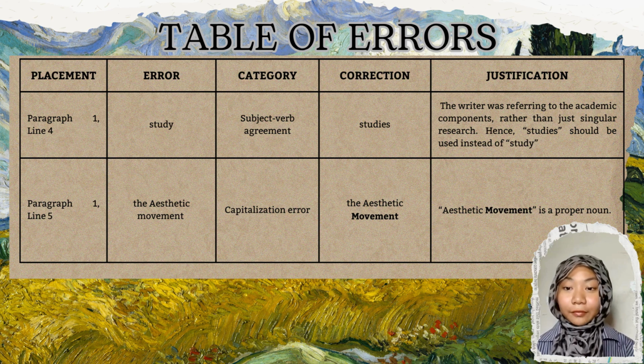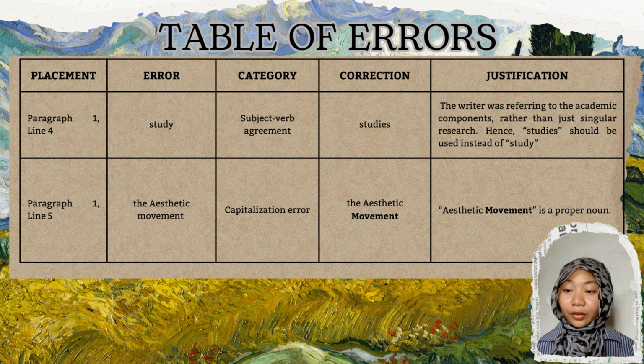The category is subject-verb agreement. The correction made here is "studies." So the justification is because the writer was referring to the academic components rather than just a singular research, which is "study." So hence, "studies" should be used instead of "study" because the author of the book, which is Oscar Wilde, is studying academic components instead of just a singular subject.